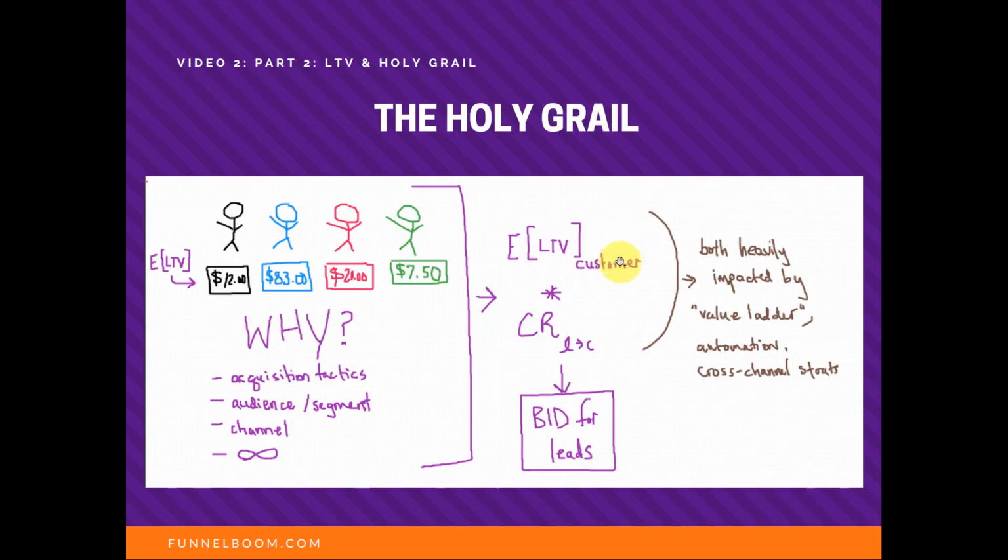Now, both of these things, the expected LTV and the conversion rate of lead to customer, are heavily impacted by your so-called value ladder, which is what Russell Brunson calls it, I believe. So how do you go from a tripwire or a low priced offer to a core offer? How are you getting people into different sub funnels and upsells and downsells? Do you have a long-term play like a membership site that has recurring revenue? That can make a huge difference. So your value ladder, your marketing automation, and the things you're doing cross-channel can have a huge impact on your expected LTV and your conversion rate of lead to customer.